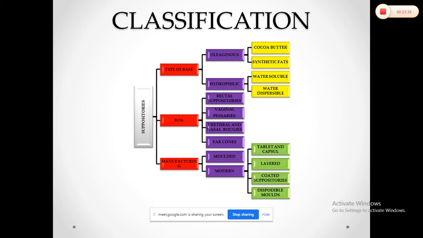The moisture level of the vaginal cavity is sufficient to allow dissolution. So the moisture level present in the vaginal cavity helps the dissolution process, and again, whatever base we are using here, it will help with the melting.